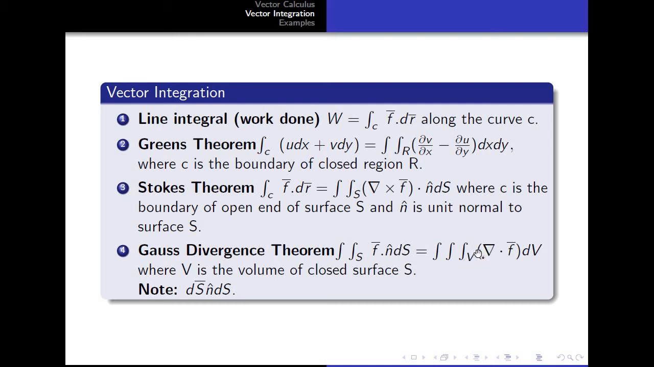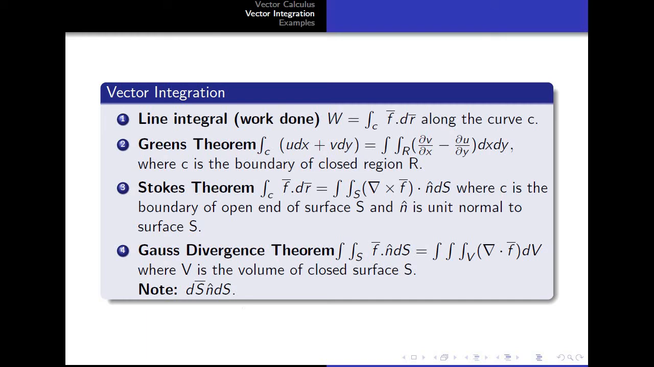For this closed region, we take the volume. The statement of the Gauss divergence theorem is the double integration over S of F dot n cap into dS, which is equal to the triple integration, meaning volume integration, of the divergence of F into dV. Here we are using divergence, therefore this is called the Gauss divergence theorem. Sometimes n cap into dS we write as dS bar, where dS bar is equal to n cap into dS.